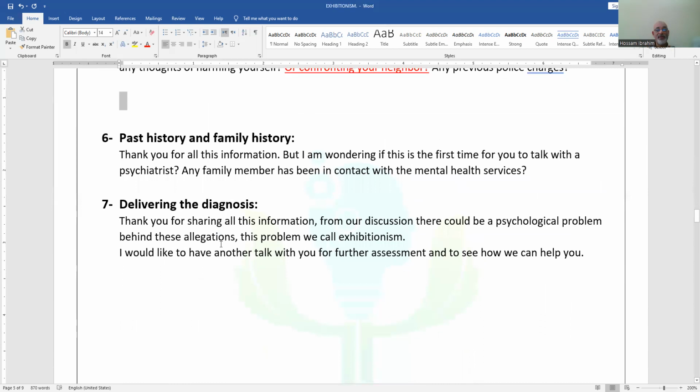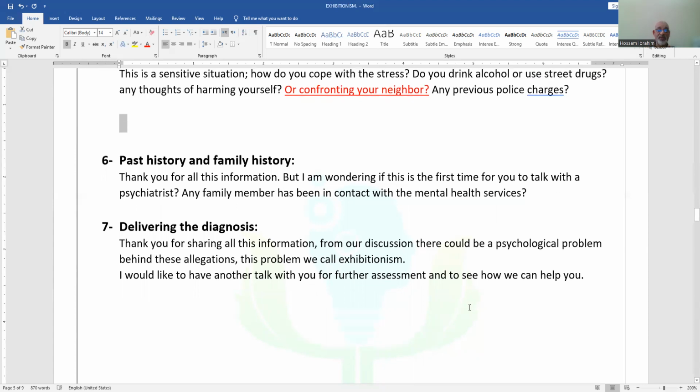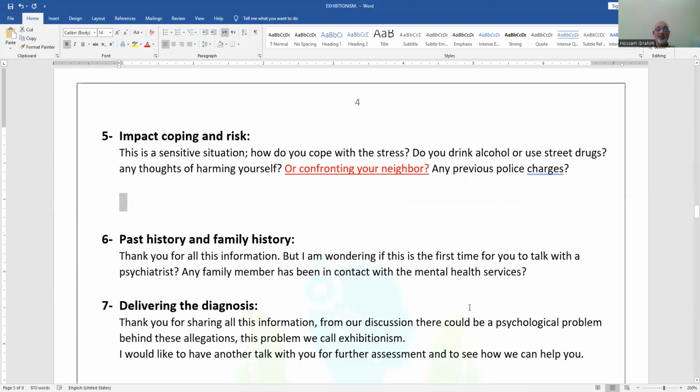And then delivering the diagnosis eventually, you say to him, thank you for sharing with me all this information. From our discussion, there could be a psychological problem behind these allegations. This problem we call exhibitionism. I would like to have another talk with you for further assessment and to see how we can help.